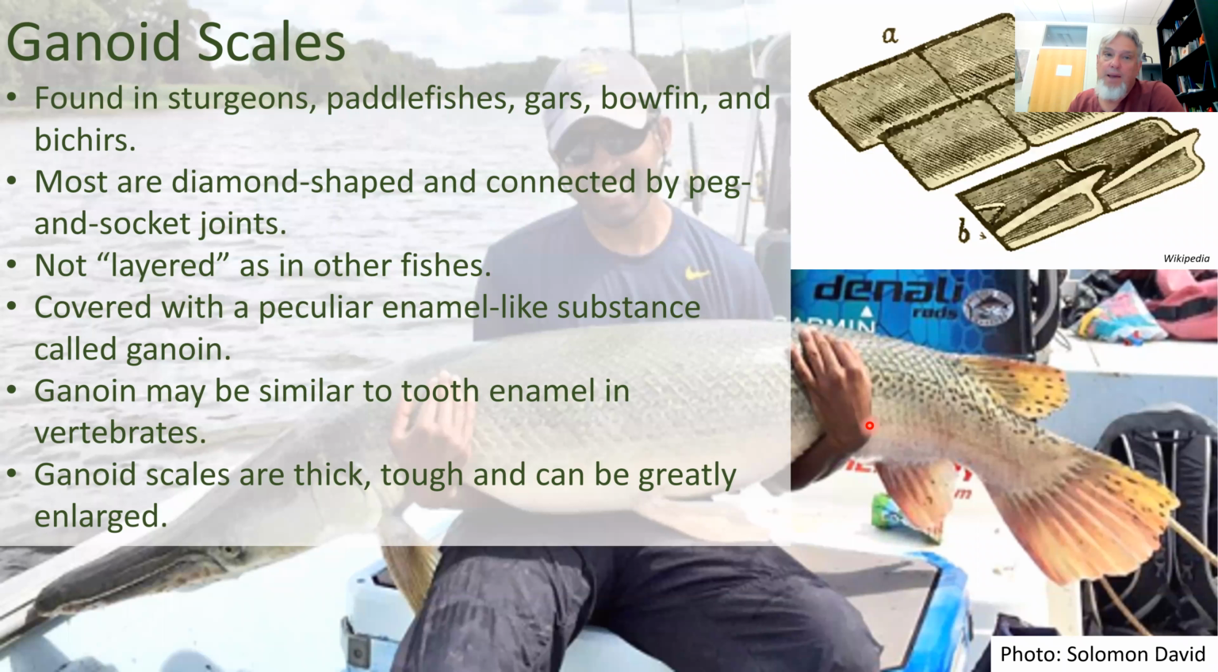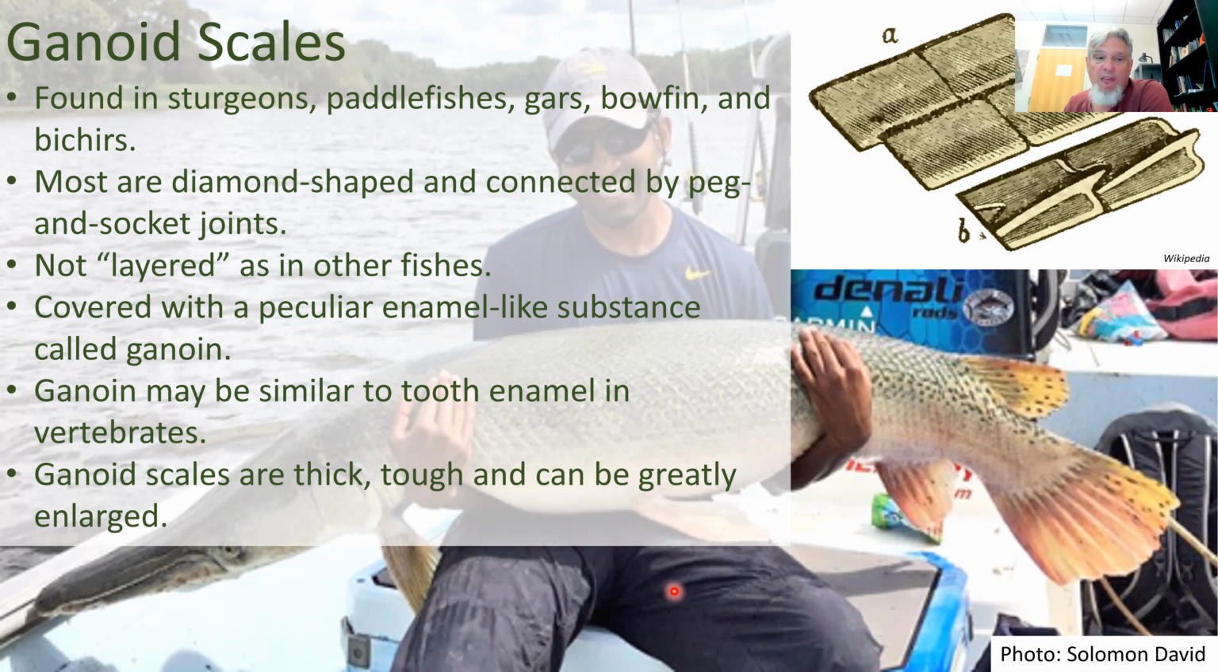Ganoid scales are the types of scales found in the more ancestral neopterygian fish: sturgeon, paddlefish, gars, bowfin, and others. They're diamond-shaped or rectangular scales, and you can see an old illustration here. They're not overlapping. They tend to interlock, like puzzle pieces that fit over the shape of the fish. And they're covered with an enamel-like substance called ganoin, which is what gives them their name, ganoid scales.